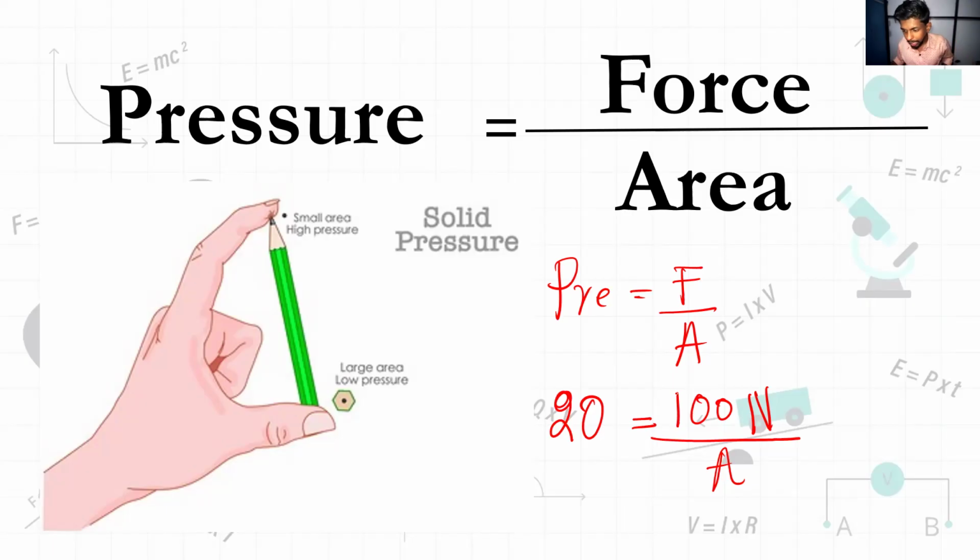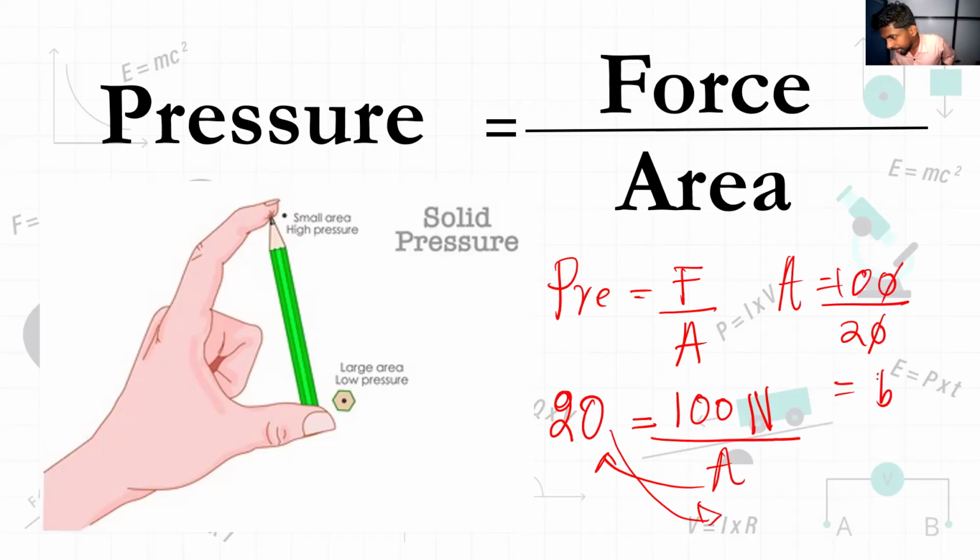Okay. Now here, we want to bring this A here and we want to bring this 20 here. Now area is equal to 100 over 20. The answer will be 5 square meters.